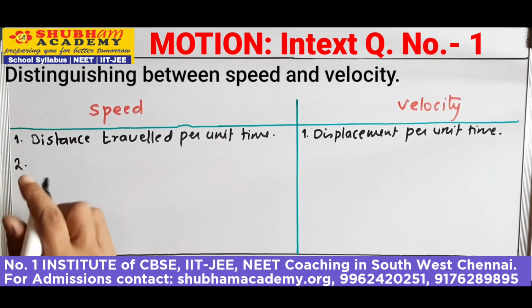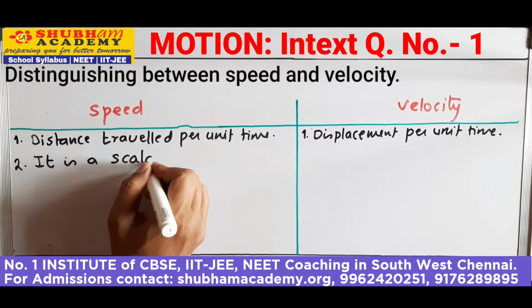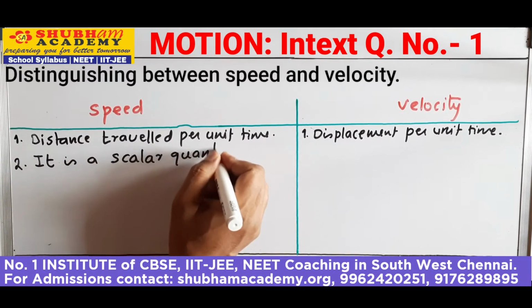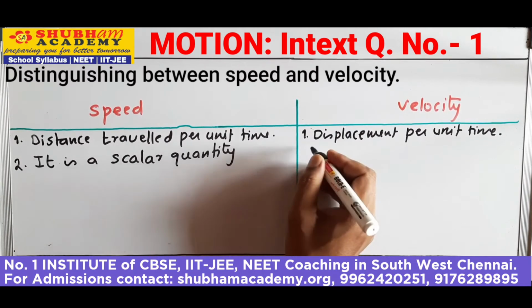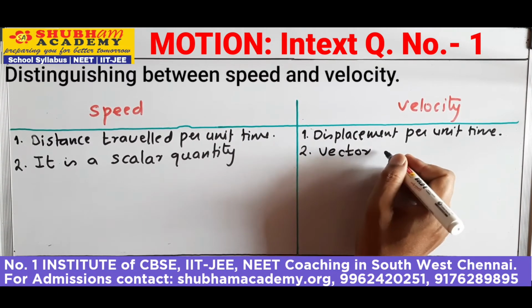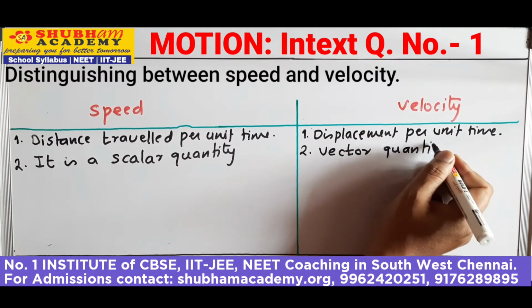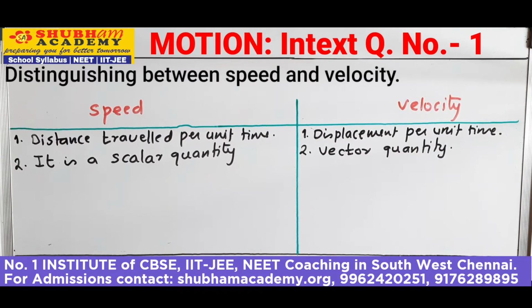Speed, so it is a scalar quantity, right? You know what are scalar quantities? Quantities which require only magnitude, right? And velocity is vector quantity. Vector quantities are quantities which require both magnitude and direction to express themselves, right? So, speed is a scalar quantity and velocity is a vector quantity, right? Now, see the next difference.